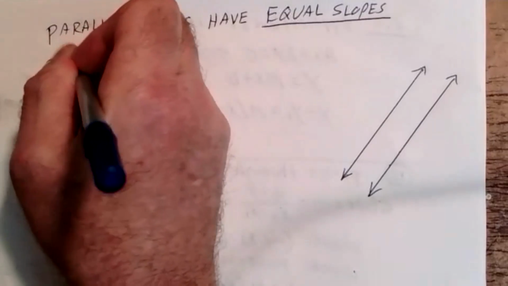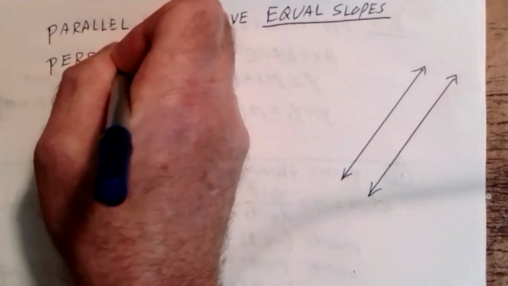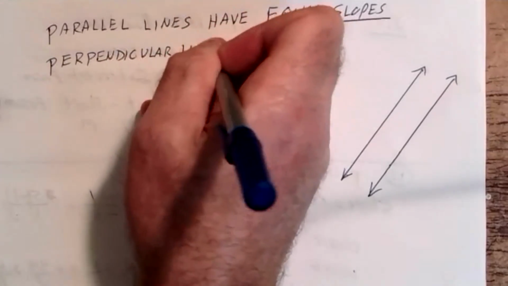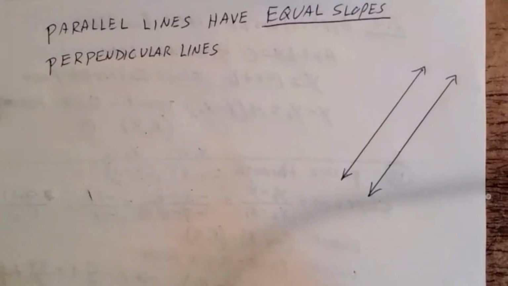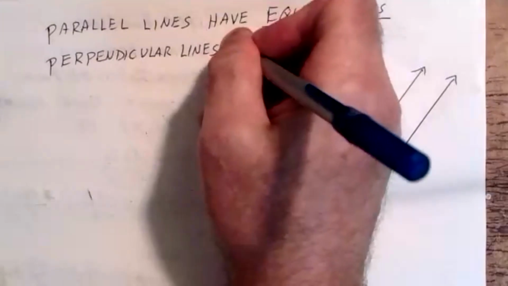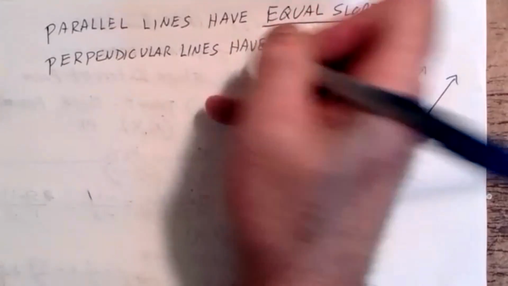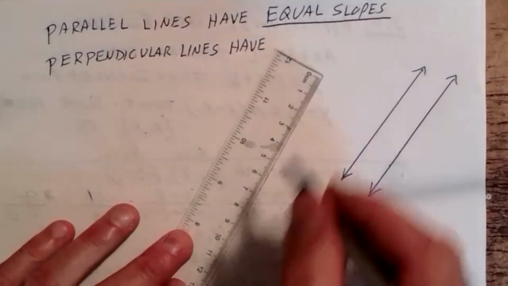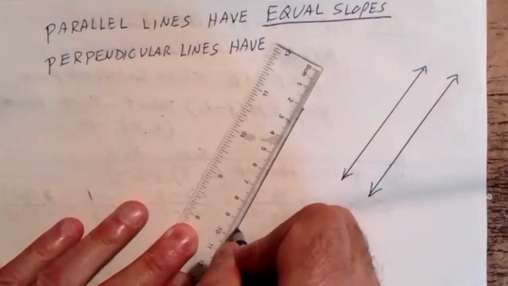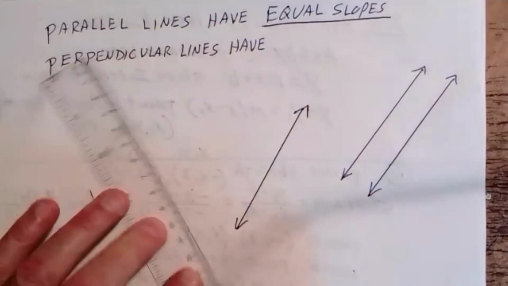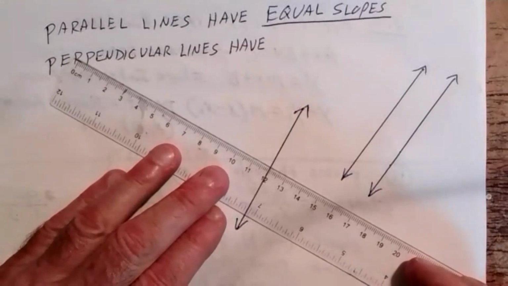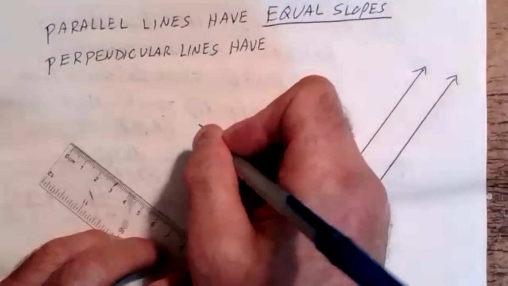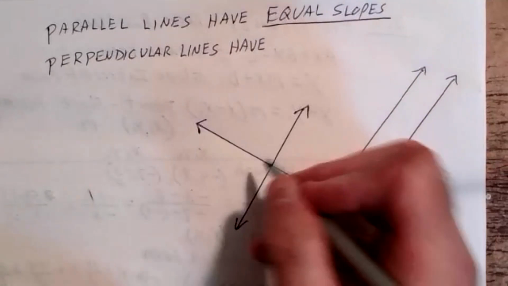Perpendicular lines. What are perpendicular lines? What do perpendicular lines look like? Do perpendicular lines intersect? Yes, they do. They intersect at how many points? Perpendicular lines intersect each other in how many points? 1. Ladies and gentlemen, furthermore, perpendicular lines, when they intersect, form what type of angles to each other?